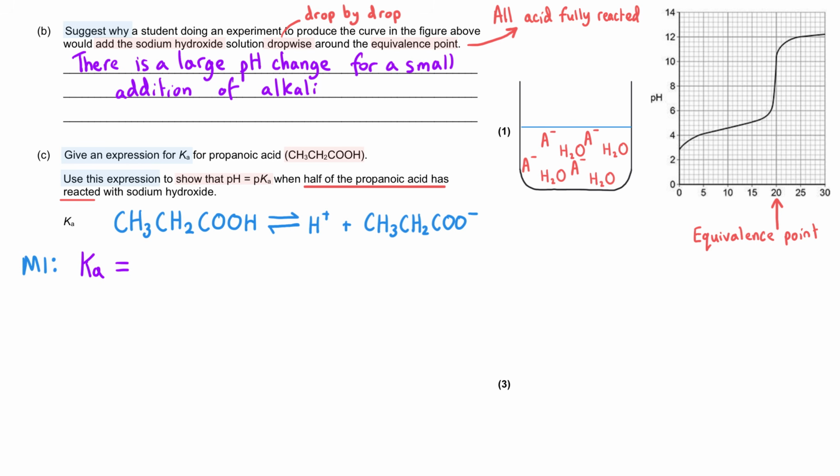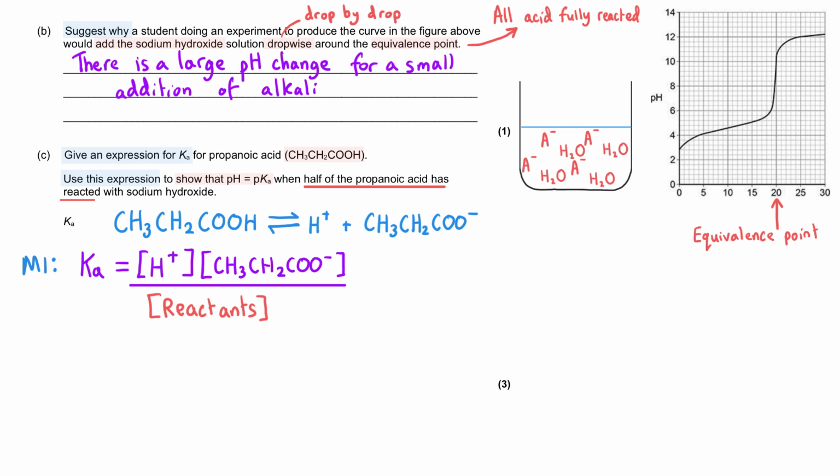Ka is very similar to Kc in that it's calculated by taking the concentration of the products multiplied together and dividing by the concentration of reactants multiplied together. It's just that we are working with acid dissociation, hence we use Ka rather than Kc. And so for propanoic acid, Ka would be the hydrogen ion concentration multiplied by the propanoate ion concentration divided by the undissociated propanoic acid concentration.